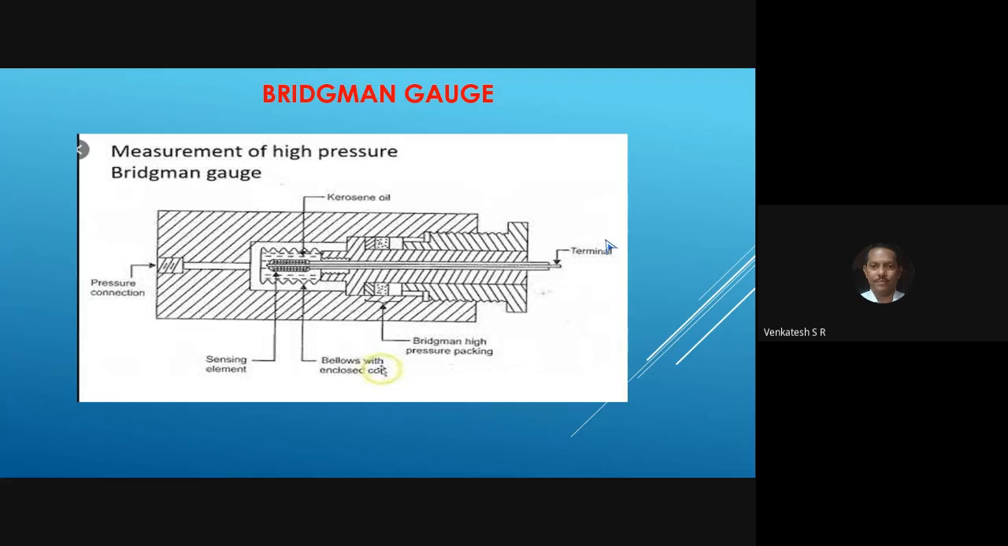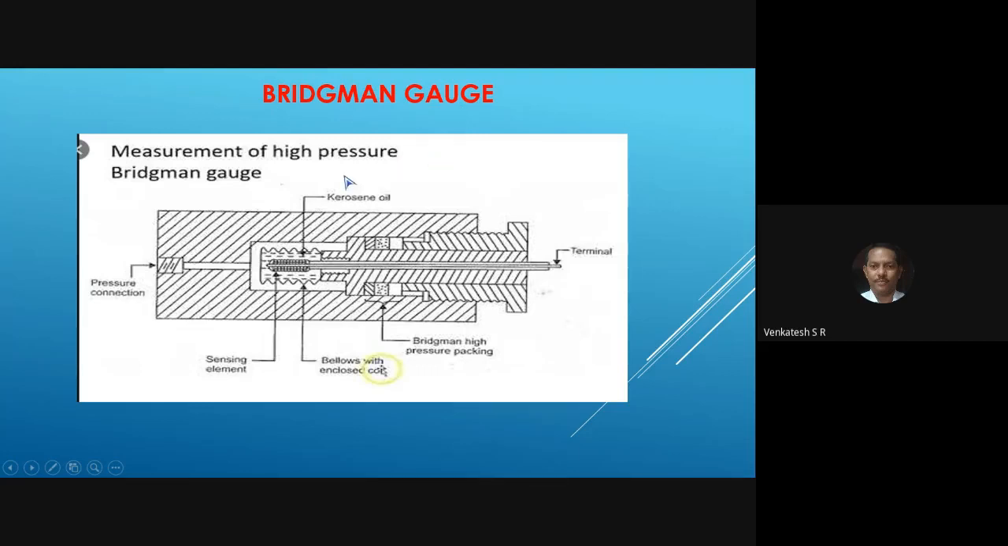That injection molding process requires high pressure air in order to inject the liquid plastic material into the die. There you require high pressure. So in that case, the air compressor produces air with high pressure of 0 to 500 kg per millimeter square or 1000 kg per millimeter square. That can be measured by using the gauge available in the market, that is the Bridgeman gauge. All of you observe here. This is the Bridgeman gauge.